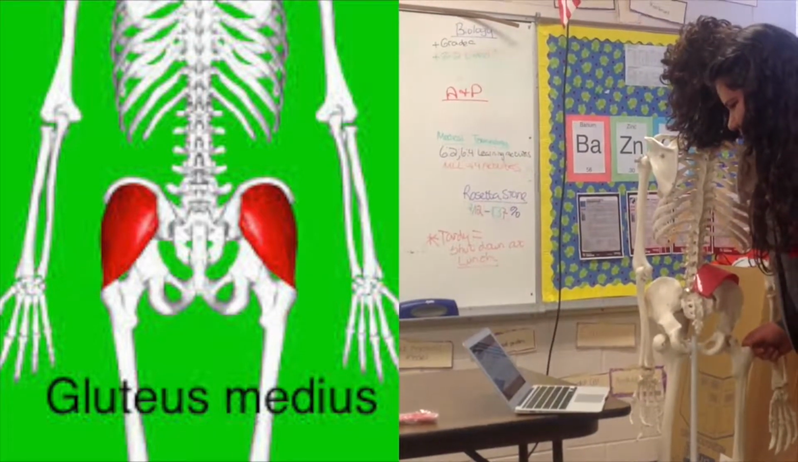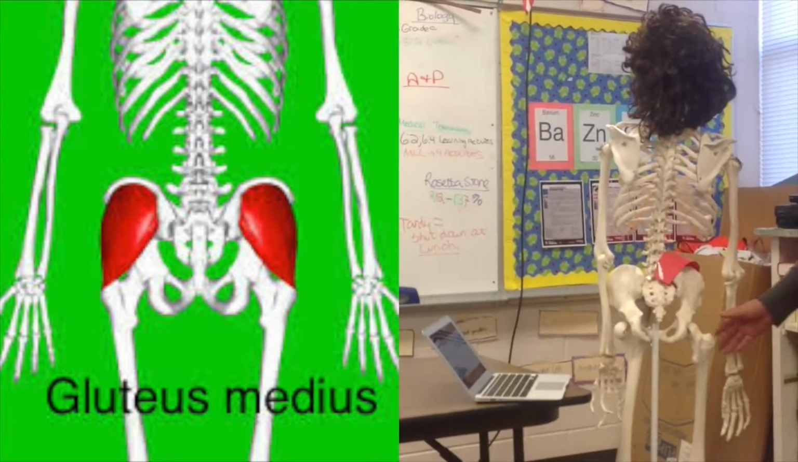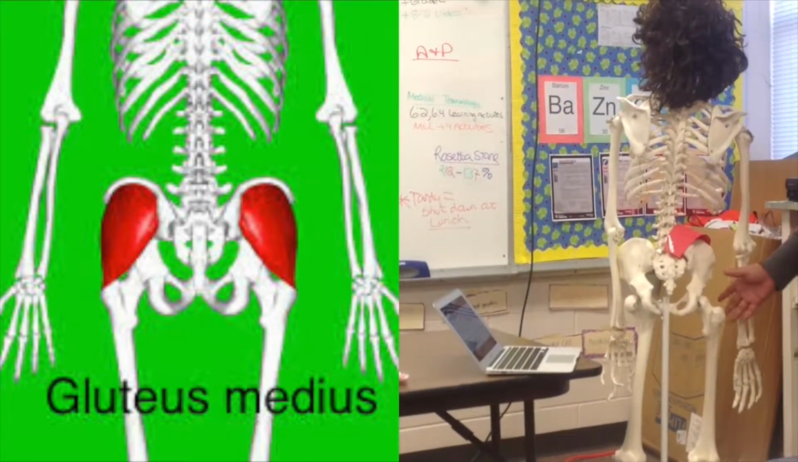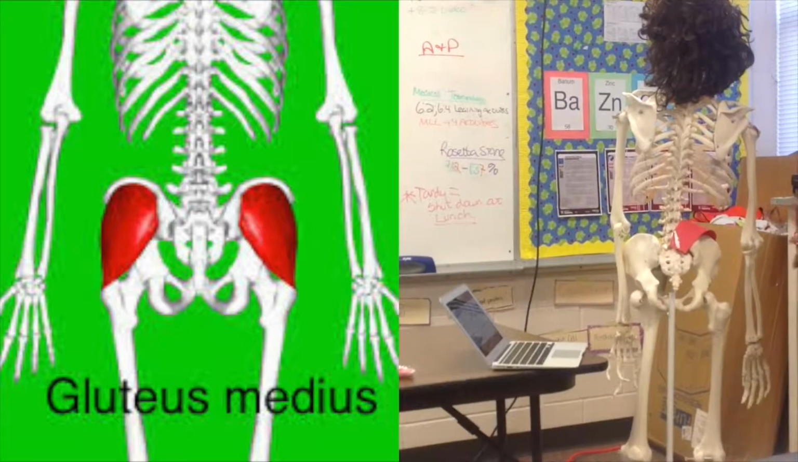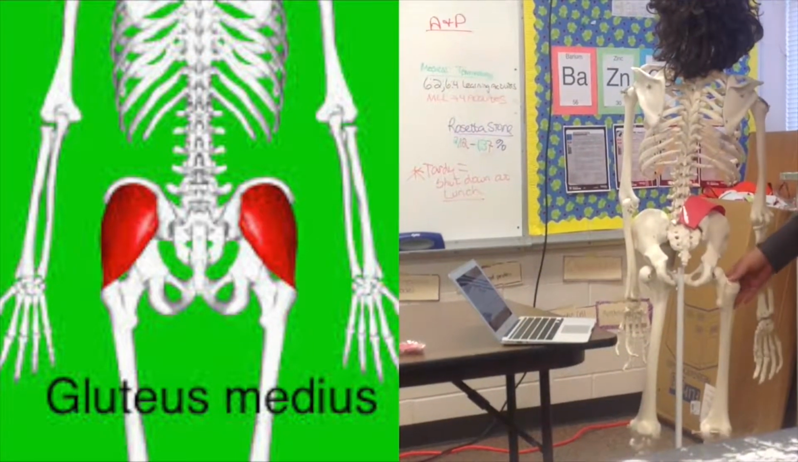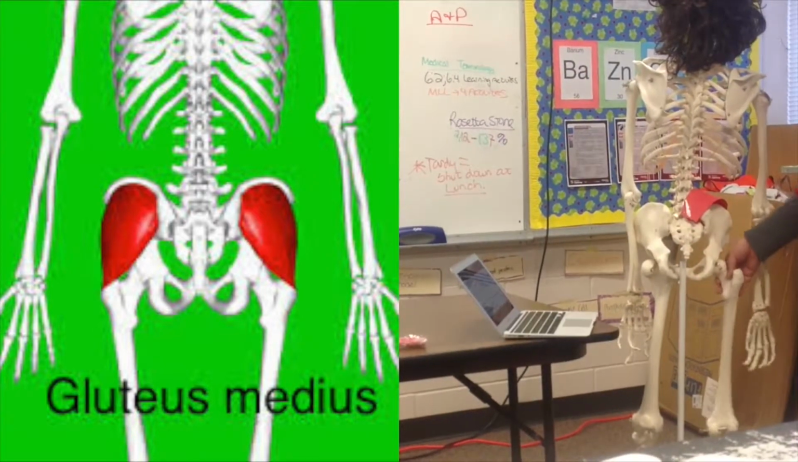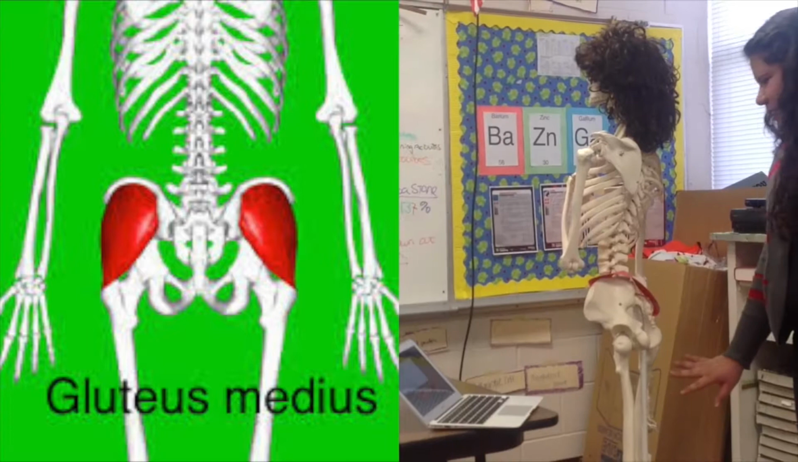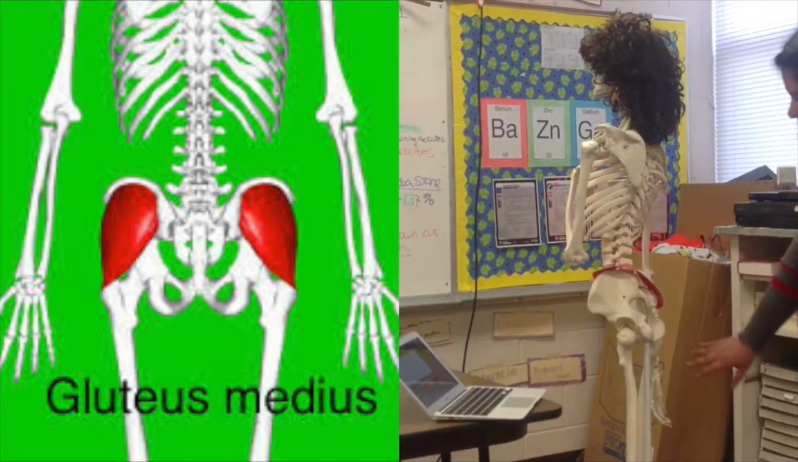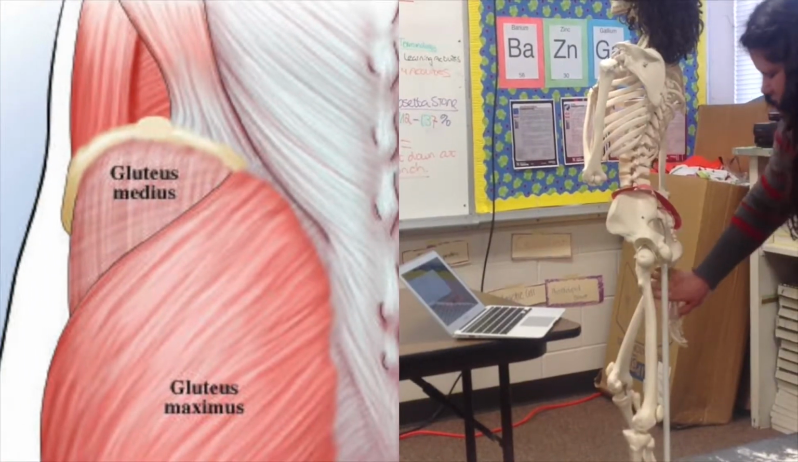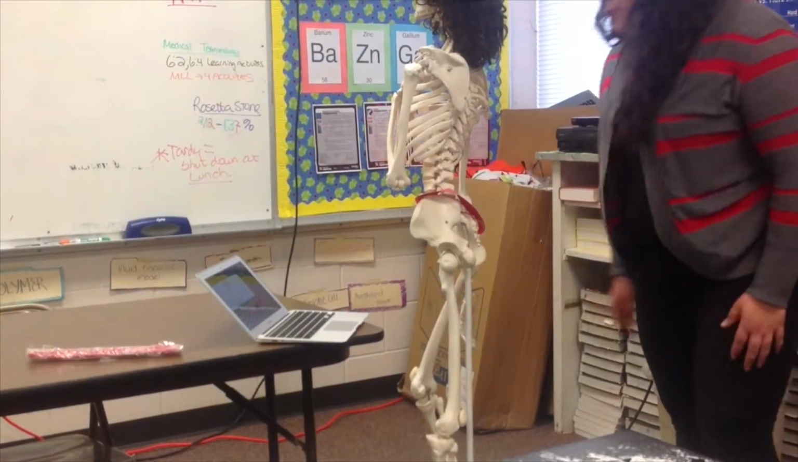Then for its action, it abducts, which means it takes it farther from the medial surface of the body and rotates the thigh medially. So keep it like that. And for the antagonist, it's going to be the adductors, which is this group of muscles right there. So now you flex it. That's where your adductors will be.